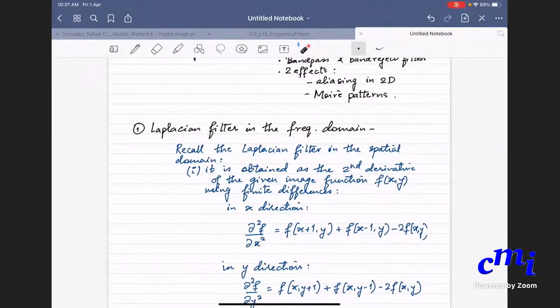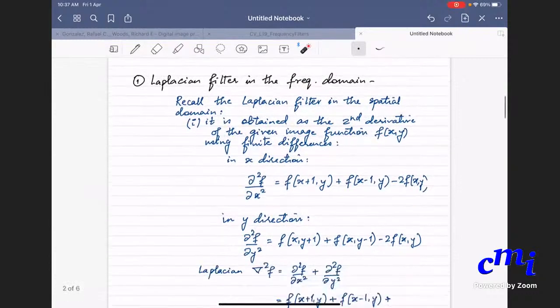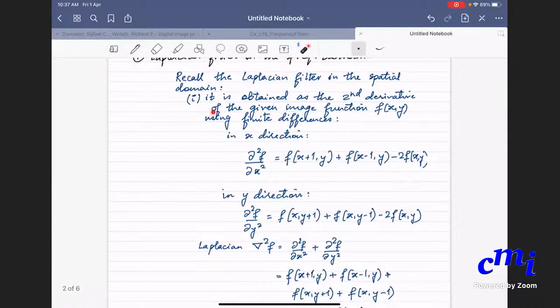We want to talk about it in the frequency domain. For that, I'm doing a small review of the Laplacian in the spatial domain, which is something we have done already. Recall that it is obtained as the second derivative of the given image function. If you denote the image function by f(x,y), then using finite differences, one can calculate the second derivative of f in the x direction and the second derivative of f in the y direction, exactly using these formulas.